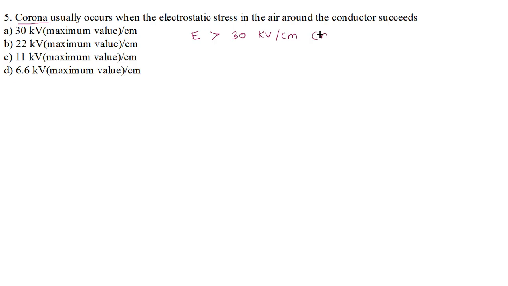So this is the figure. Now this is the maximum value. In terms of RMS, if it is asked, then E should be equal to 30 divided by root 2 kV per centimeter. So that comes to around 21.21 kV per centimeter in terms of RMS. Now here it is asked regarding the maximum value, so the correct option will be option A.